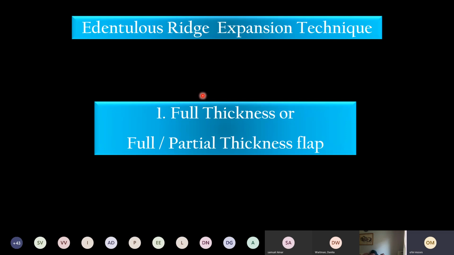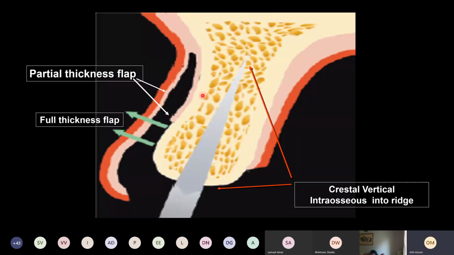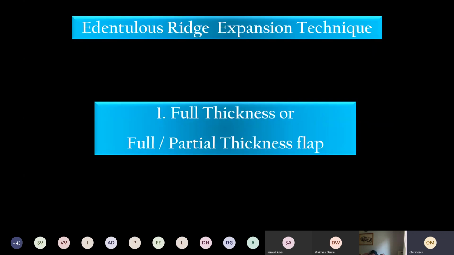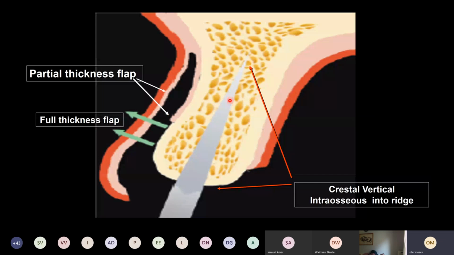Anyhow, as to the description of the technique, first we elevate either a full thickness or partial thickness flap. So what do you see? You see the bone. You see this side of the flap. This is a full thickness flap till this area. Then you pull the knife parallel between the flap and the bone, and you leave this periosteum over the bone.